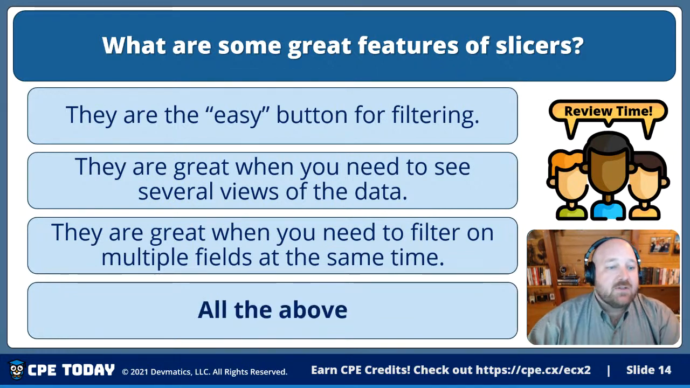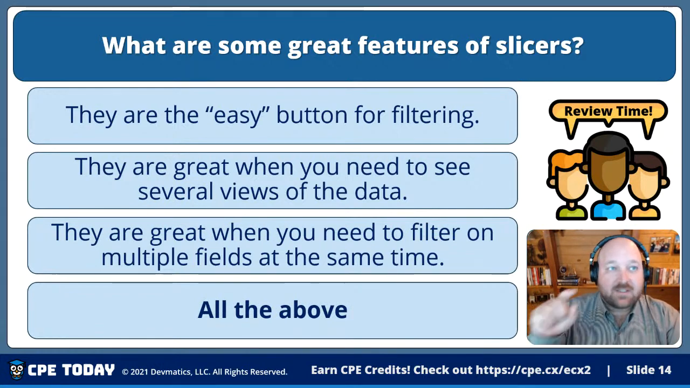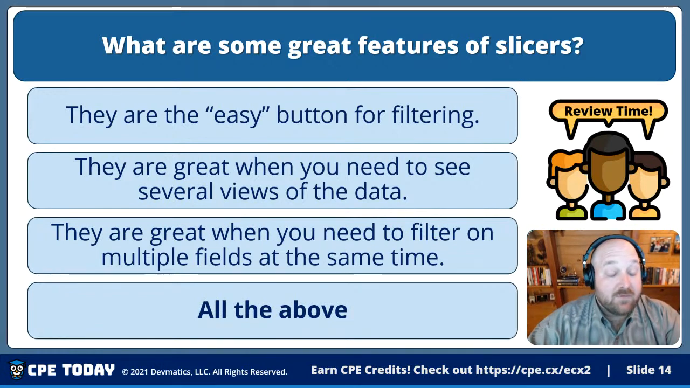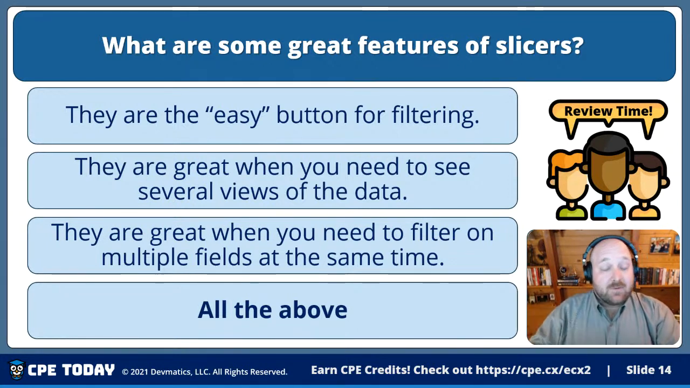Okay, the correct answer here is going to be all of the above. They're great because they're an easy button. You just click it, instantly sort and instantly filter your data to what you'd like it to be. They're great when you have lots of different characteristics and you can click the different buttons to get the different views. And they're great when you need to filter on multiple things at the same time.